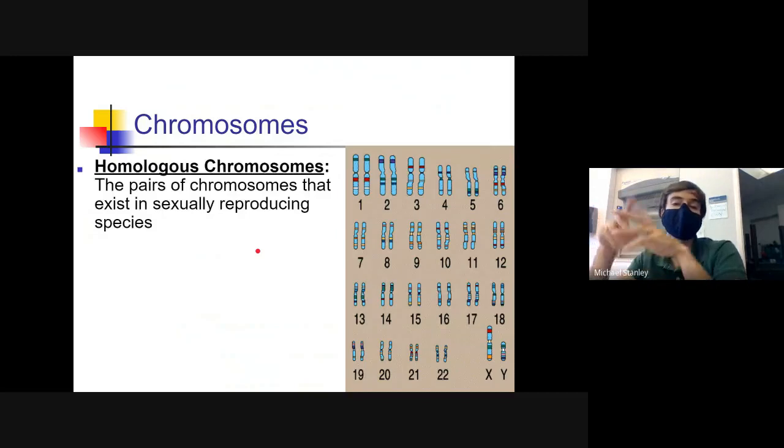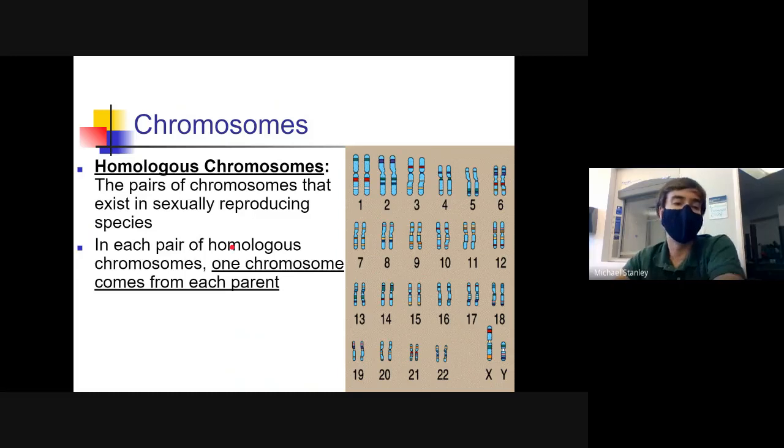So chromosomes are the segments of DNA in our nucleus. They come in pairs called homologous chromosomes. So again, homologous means like the same copy or the same pair. And in humans and a lot of other organisms, we get one of our chromosomes from each parent. So the reason we have pairs of chromosomes is that you get one copy of all of your chromosomes from your mom and one copy of all of your chromosomes from your dad.